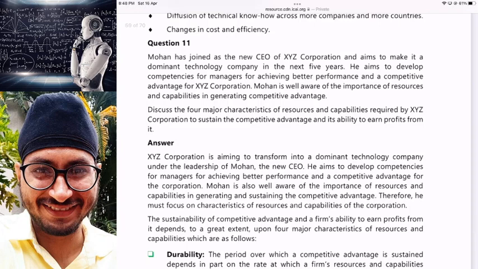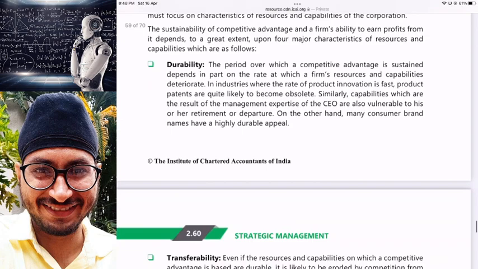Mohan has joined as the new CEO of XYZ Corporation and aims to make it a dominant technology company in the next 5 years. He aims to develop competencies for managers for achieving better performance and a competitive advantage of XYZ Corporation. Mohan is well aware of the importance of resources and capabilities in generating competitive advantage. Discuss the four major characteristics of competitive advantage. This is what they are asking you, direct question.